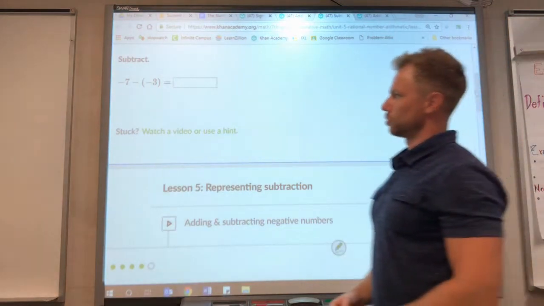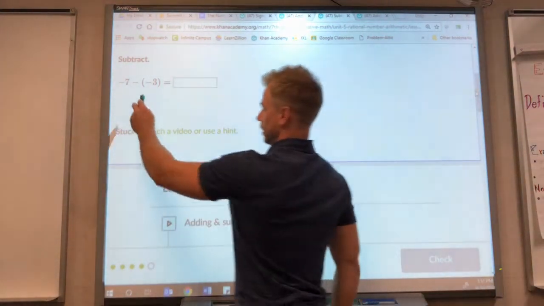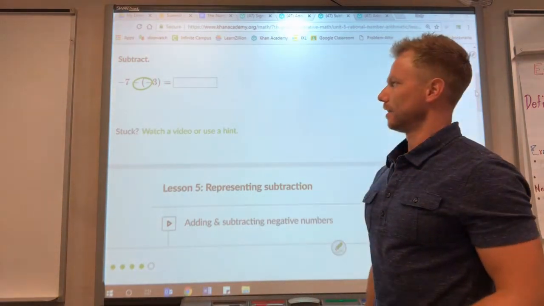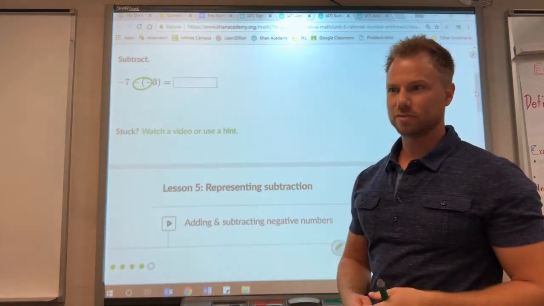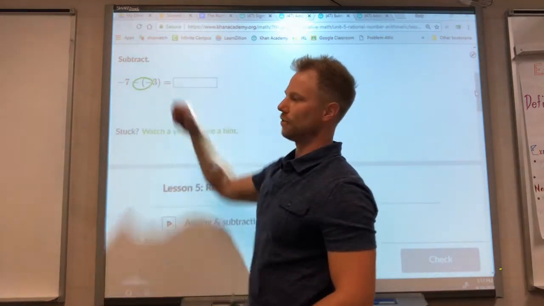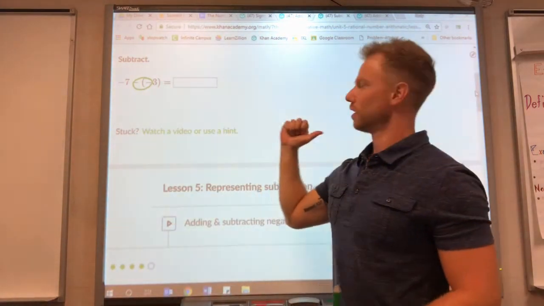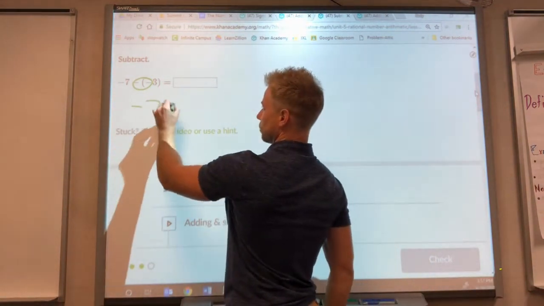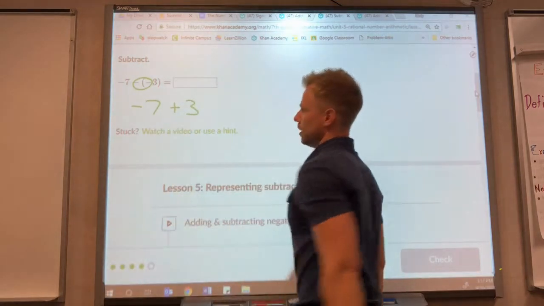All right, now we are subtracting. One thing to remember, when you have two negatives right next to each other, they actually make a positive because you're subtracting, so you're going to the left, but then this other negative makes you switch directions and you actually go to the right. So I would rewrite that as -7 plus 3.